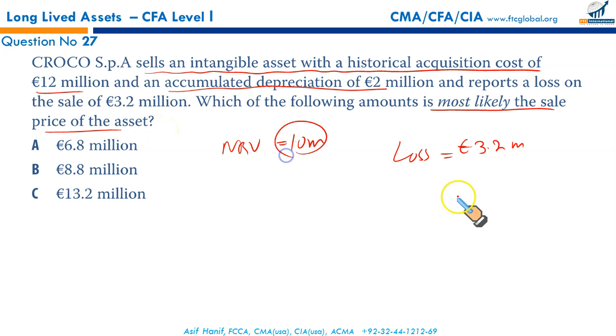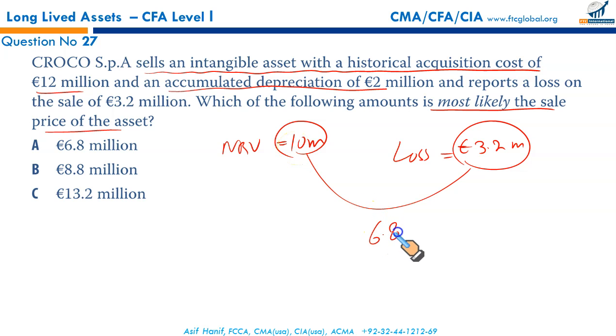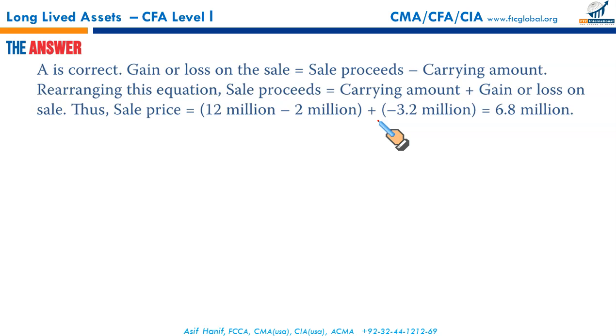This is the net book value, and you sold it at a loss of 3.2 million. So the disposal proceeds are the difference between these two: 10 minus 3.2, which means the disposal proceeds would have been 6.8 million euros. And that's the reason there is a loss, because you sold for less an item that had a net book value of 10 million. So that makes A the correct option.